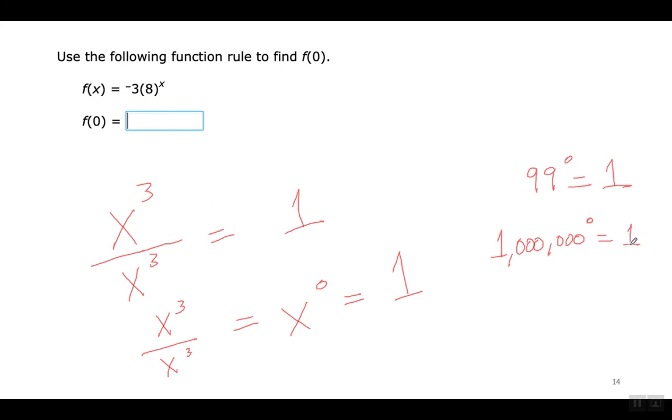Don't ever write 0, because that's what you guys are going to do. You're going to forget, you're not going to pay attention to me, and you're going to write 0, and then you're going to message me on Remind asking me why you got it wrong. Okay, so listen to me so we don't have to go over this again. Any number to the 0 power equals 1.